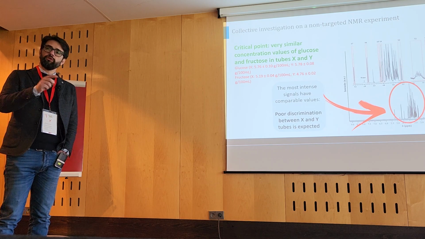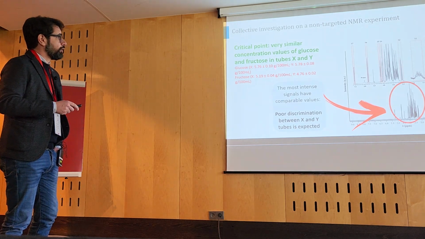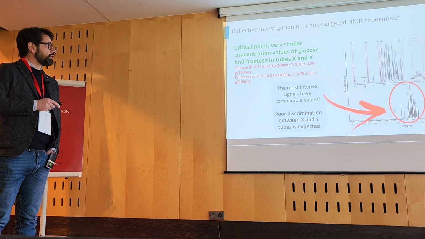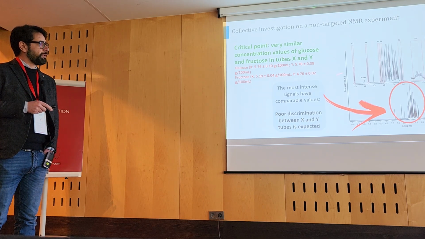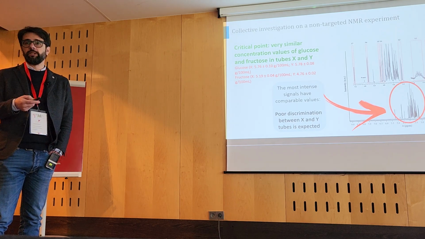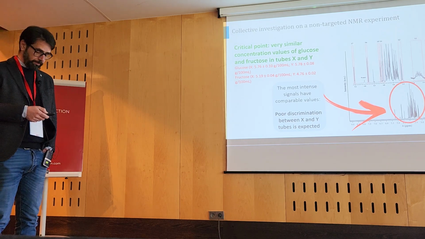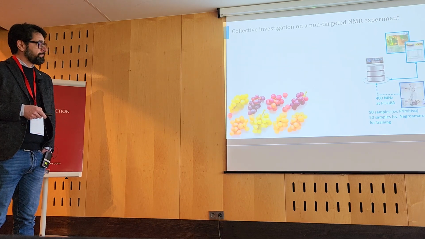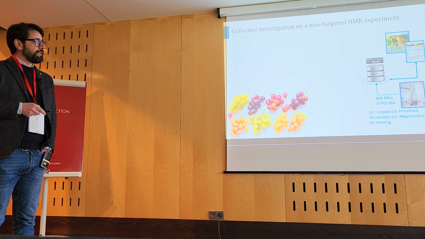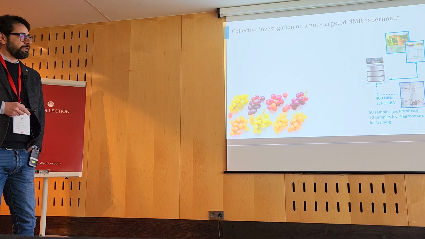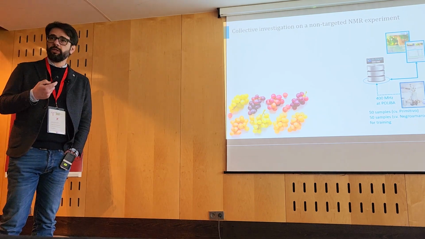Then we passed to the non-targeted part of the study, comparison of tubes X and Y that were very similar in the concentration of glucose and fructose, the most intense signal in the spectra. So poor discrimination was expected by this comparison, but we created the database with 50 samples of one cultivar and 50 samples of the other cultivar by our spectrometers.